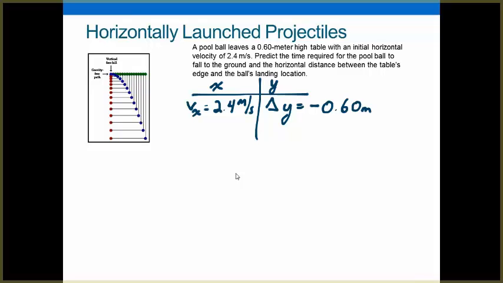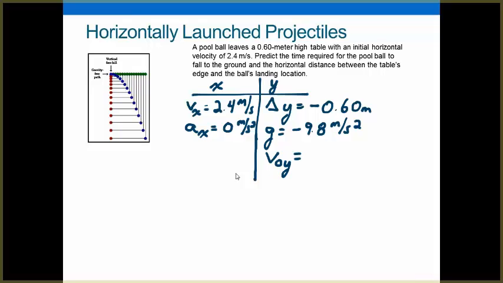But I want you to think about what else you know. In the horizontal direction, remember that the acceleration horizontally is 0 meters per second squared. If we can neglect air resistance, there's nothing that's going to cause that pool ball to accelerate left to right. In the vertical direction, however, all things accelerate toward the ground at a rate of negative 9.8 meters per second squared. Something else that we know is the initial velocity in the y direction is 0. Because it was launched horizontally, its vertical motion is the same as if it were just in free fall.